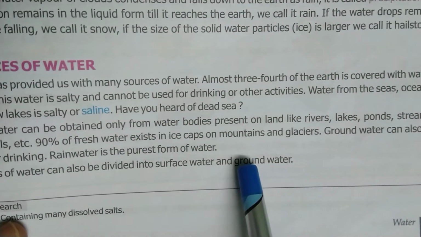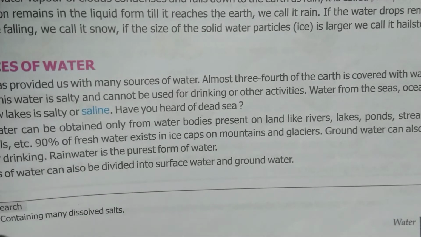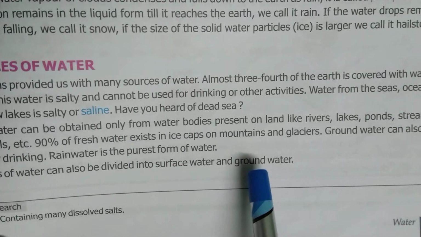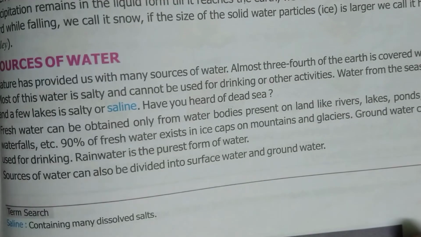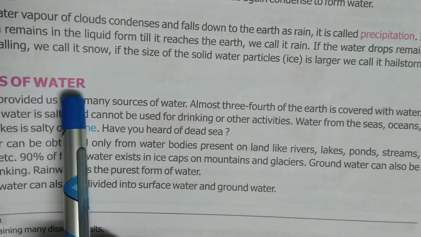We can obtain fresh water from rivers, lakes, ponds, streams, waterfalls, etc. 90% of fresh water exists in ice caps on mountains and glaciers. Groundwater can also be used for drinking, and rainwater is the purest form of water. So the sources of water can be divided into surface water and groundwater.